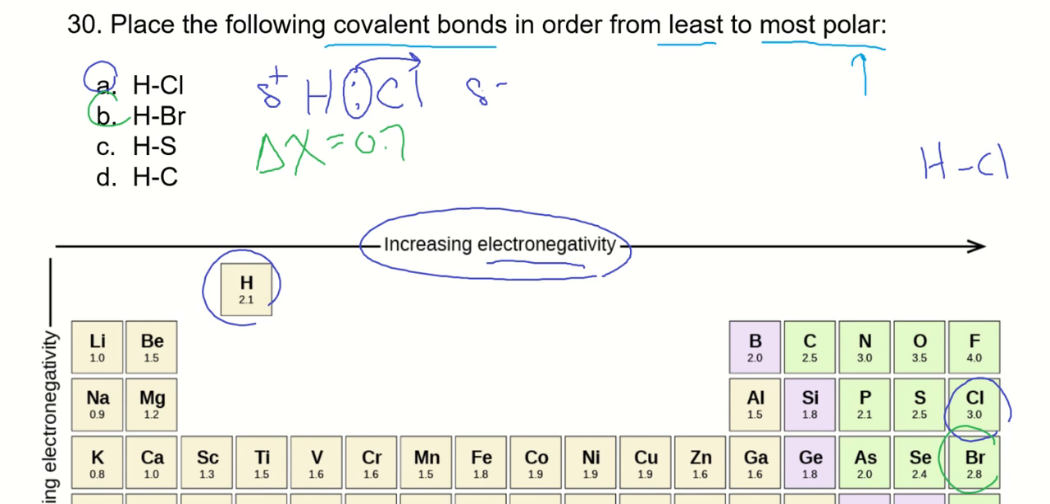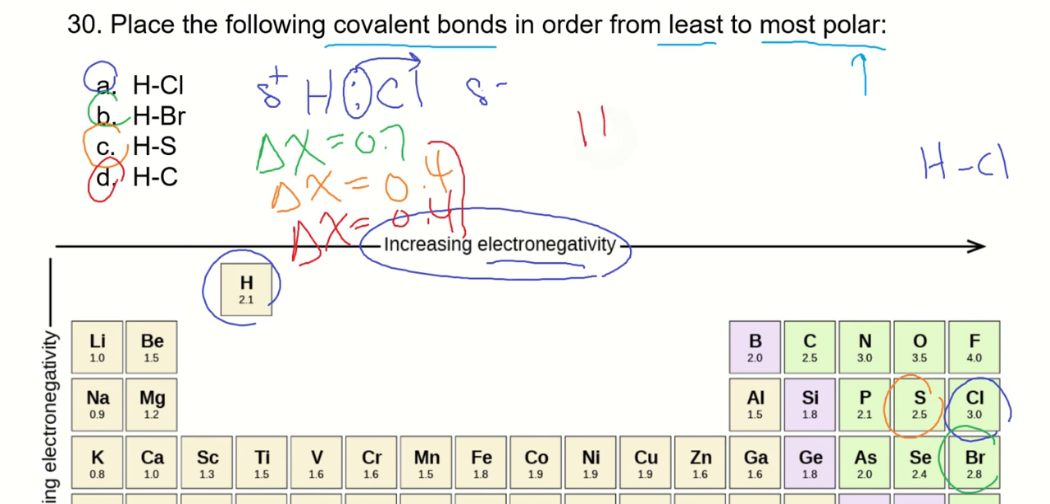All right, let's keep moving on. Hydrogen and sulfur. That is a difference. Sulfur is slightly more electronegative, 0.4. And then finally, hydrocarbons are considered nonpolar. All right, so it's right in order. These two are the least polar. In other words, they're nonpolar, you could say.